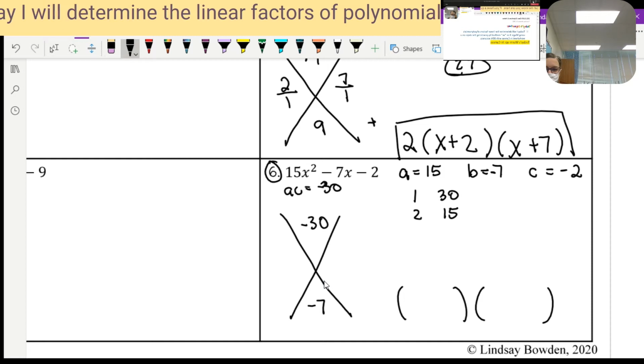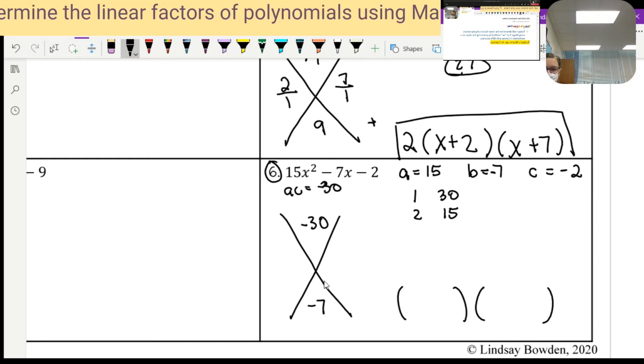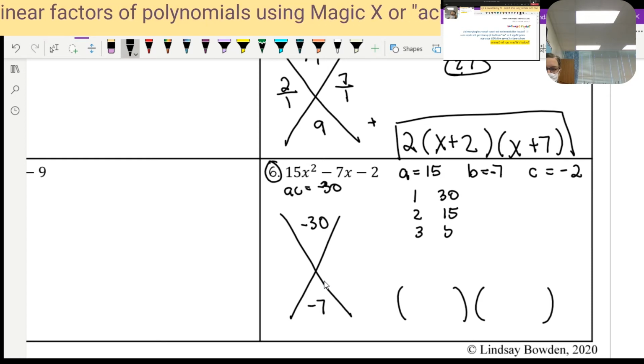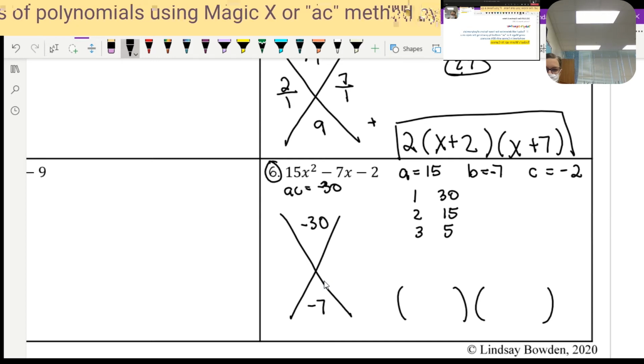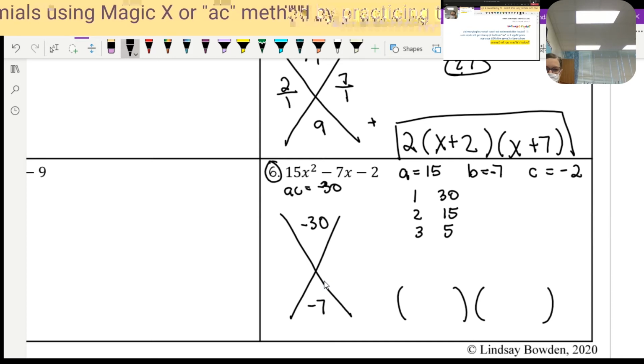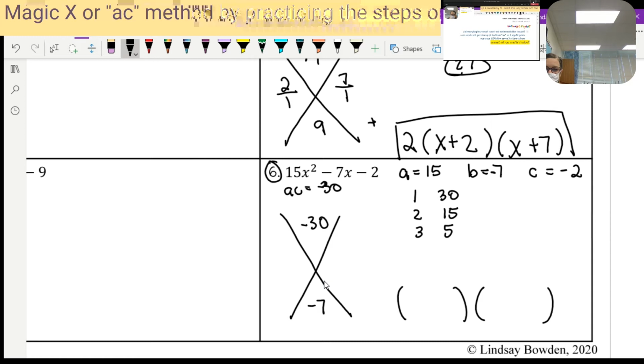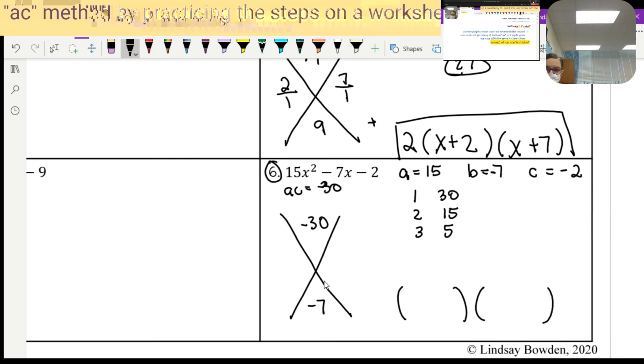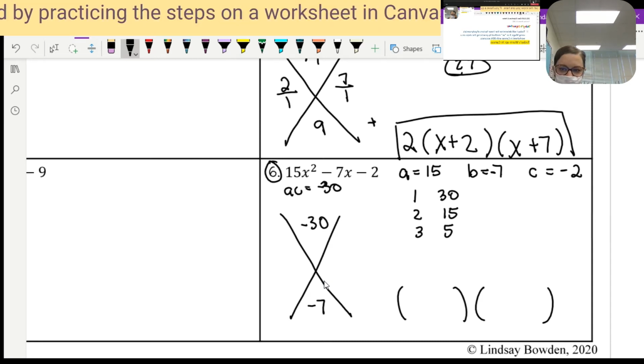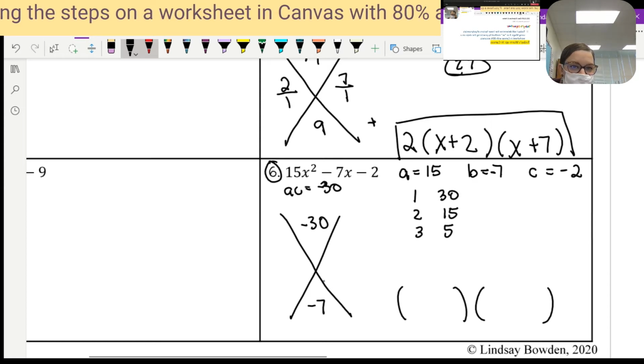Neither of these are giving me any feels for 7. So let's see, 3 and 5. That's not going to get us there. 4, 5. Wait, why did I write 3? Got real excited about that. That's a 6.